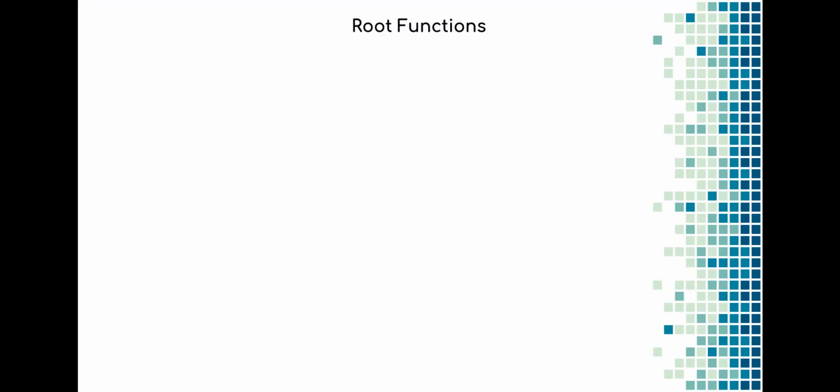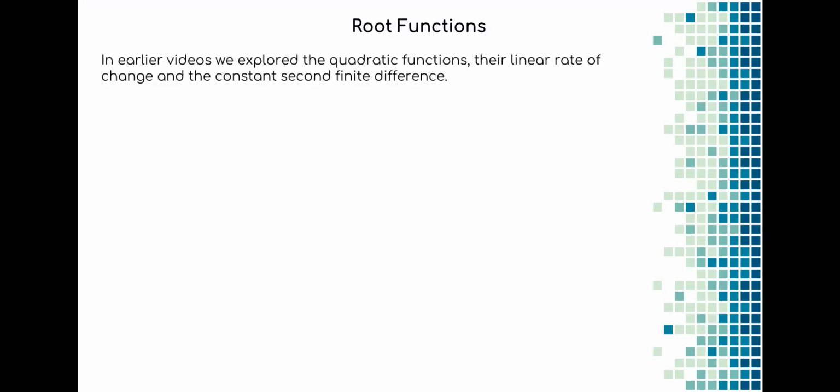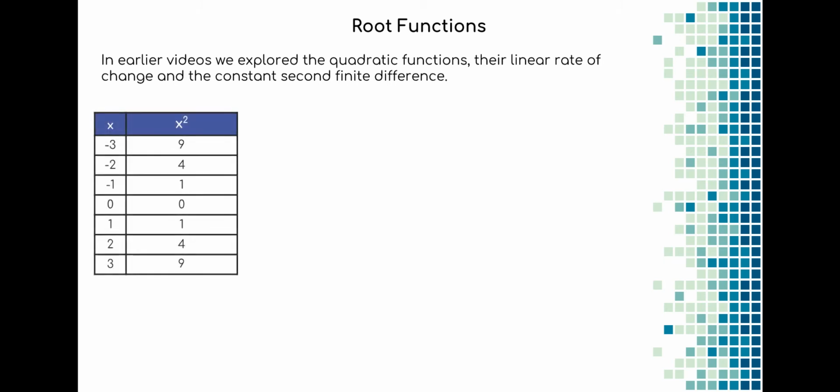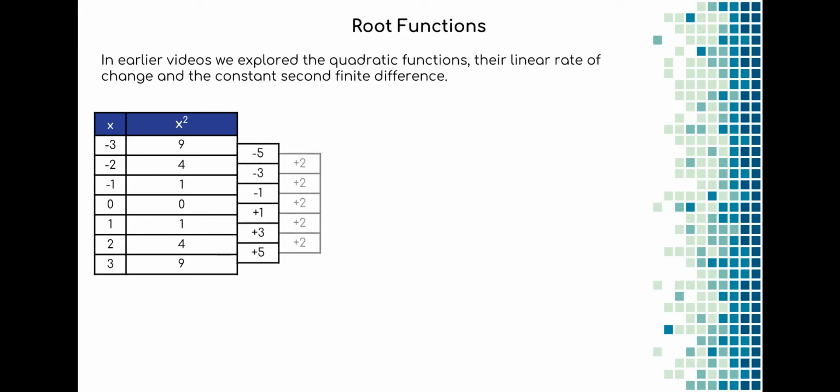So let's start talking about root functions. In earlier videos in Marking Period 3, we explored quadratic functions, their linear rate of change, and the constant second finite difference. So one of the things that we might want students to look at is a simple quadratic. We've asked students to do this in the past. We've asked them to look at what is the first difference and what's the second difference.